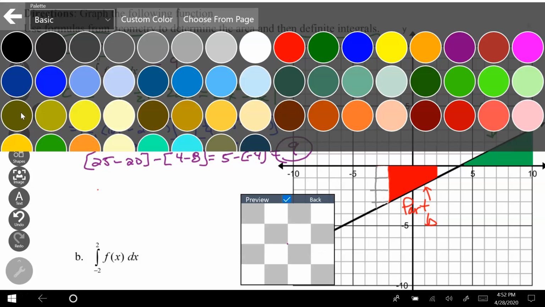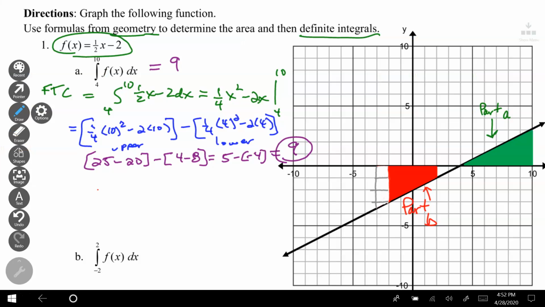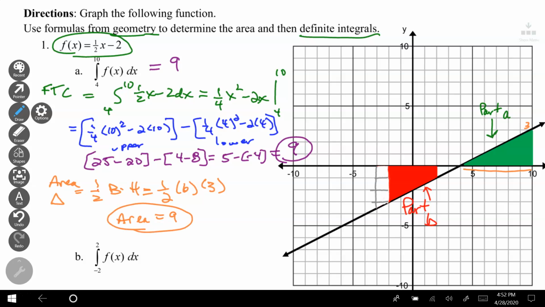Let's do it using geometry. Well, that area is a triangle, so the area is 1/2 base times height, which is 1/2. The base here is 6. My height here is 3. And guess what? With this area, I get exactly 9 again. I better get the same, whether I use calculus, using my definite integrals, or using a geometry formula when I can. Triangle, I can.